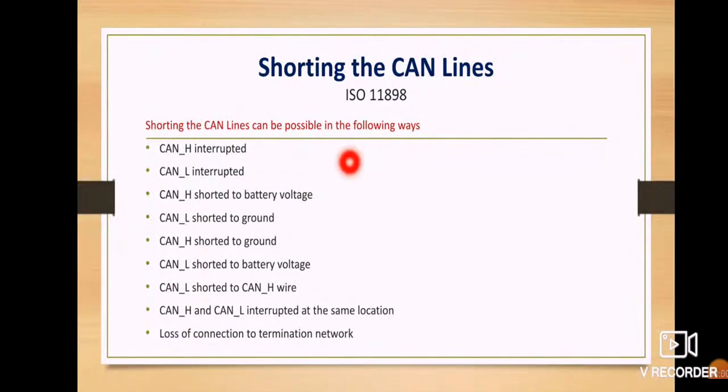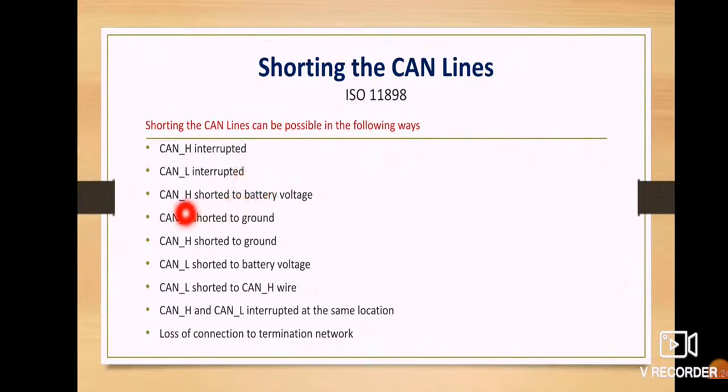The first one is CAN high interrupted. Say for example, you have to just interrupt the CAN wire. We connect the two CAN wires, CAN high and CAN low. If you interrupt only CAN high, then bus off will happen because there will be no bus communication. If you interrupt only CAN low, then also bus off will happen.